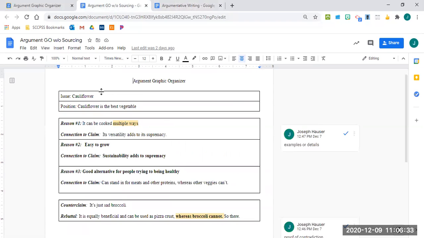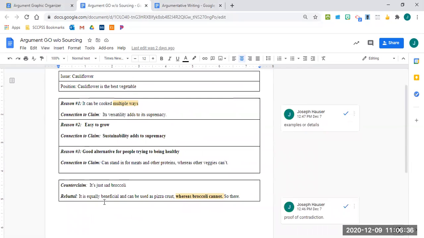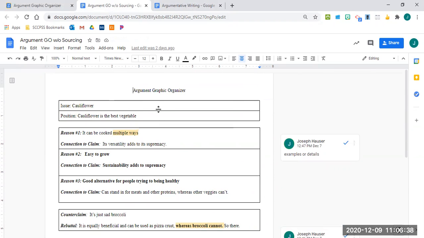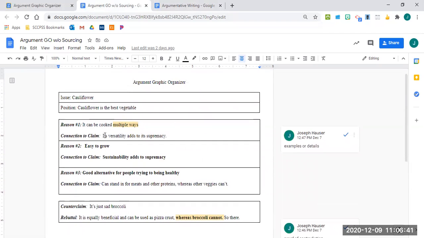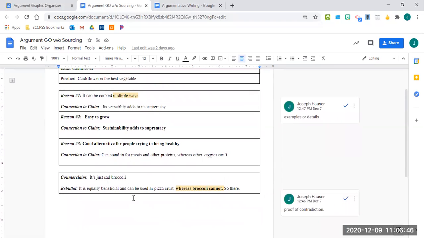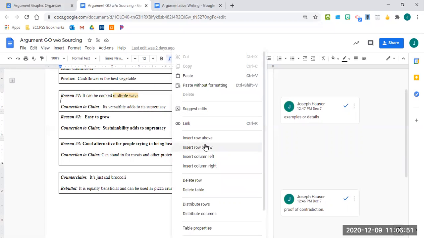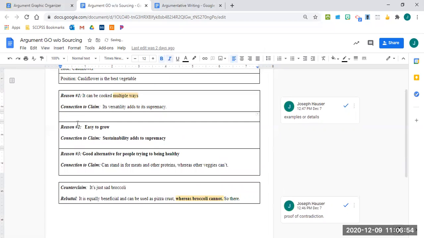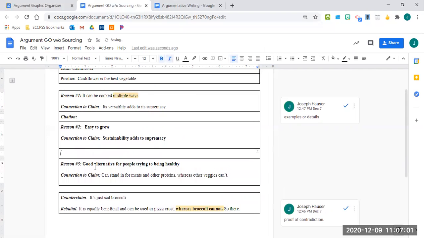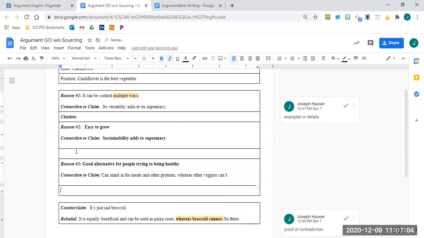So our organization really starts with this graphic organizer. We have our introduction, we have our reasons and their connections, and we have our counterclaim down here. I don't mention a conclusion, so don't worry about that, but we will need to insert a row below for our citations. So all I'm doing is I'm using 2 fingers to click, and I'm inserting row below, inserting row below. If at any time you have a question, feel free to type it out in the comments. I'll try to get to it.